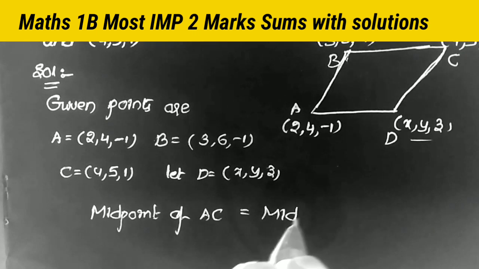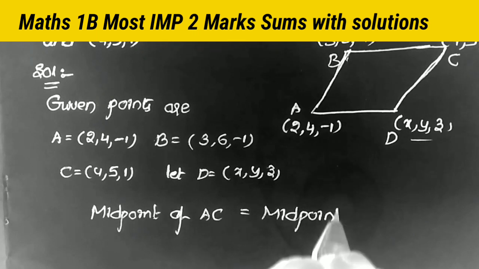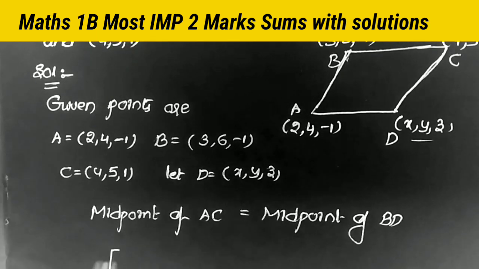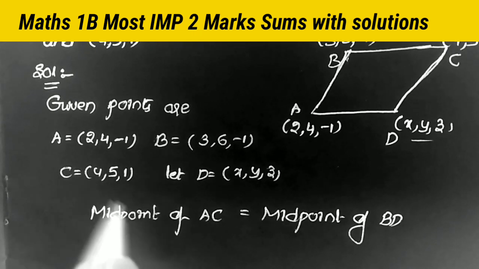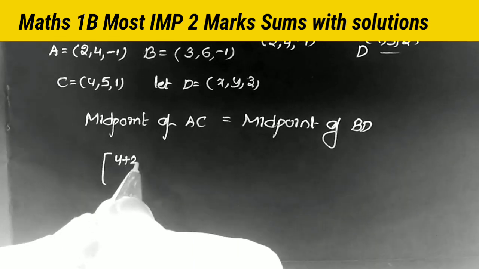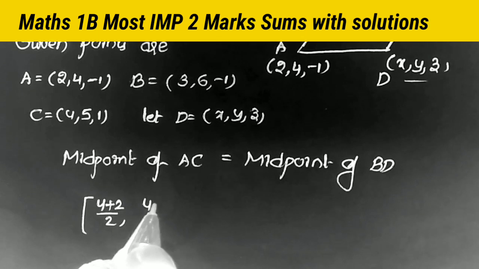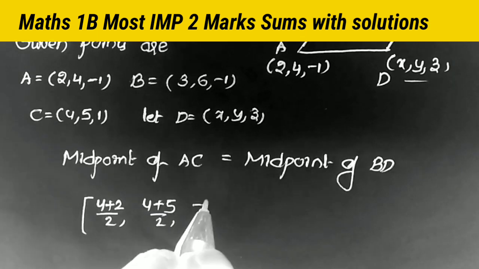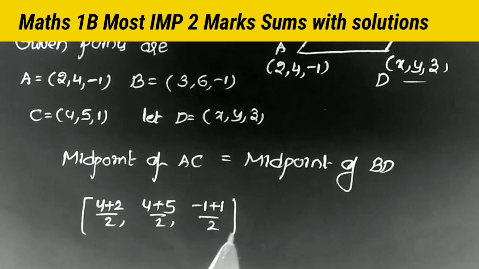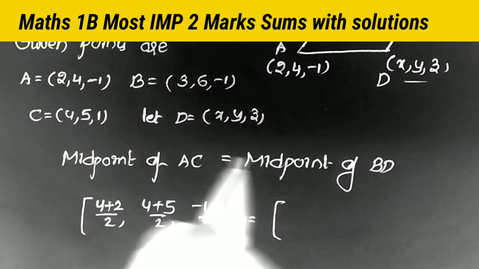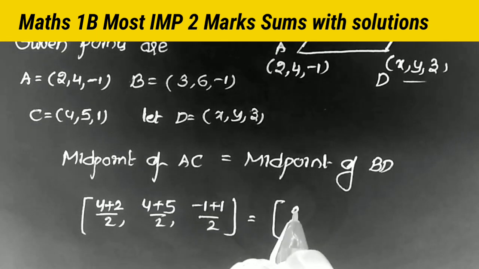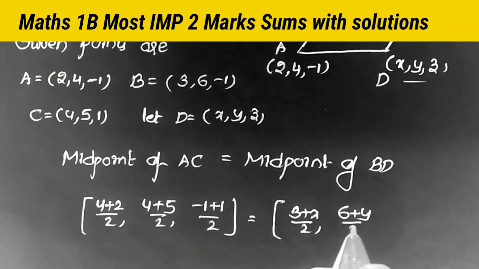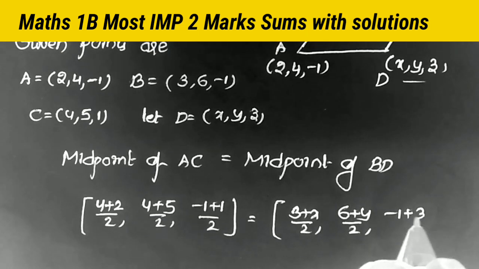Midpoint of AC is equal to midpoint of BD. What is the formula? (x1 plus x2) by 2. That is (4 plus 2) by 2, (2 plus 4) by 2, (4 plus 5) by 2, (minus 1 plus 1) by 2, is equal to the midpoint of BD. That is (3 plus x) by 2, (6 plus y) by 2, (minus 1 plus z) by 2.